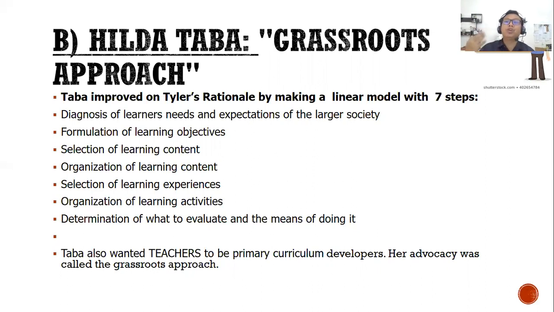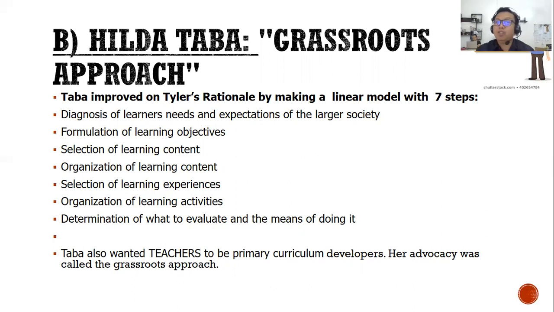We need to conduct needs assessments so that we can diagnose unsa may kinahanglan sa ako ang mga bata, unsa may expectation sa larger society or sa community. Second, if we have identified the needs and expectations of our students in the larger society, we formulate now the learning objectives. Meaning our objectives are based on the students' needs. It is based on the society's expectations.